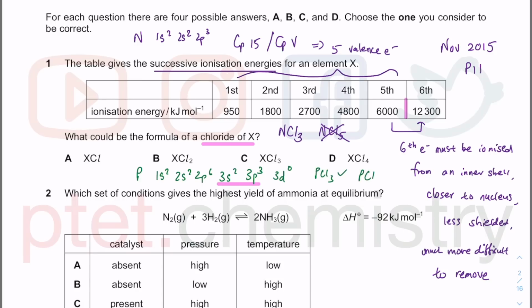You could also have PCl5. Things like SF6 is also possible, but that's sulfur. So looking at the formula of the possible chloride, we're looking at C as the only possible answer in this first question.